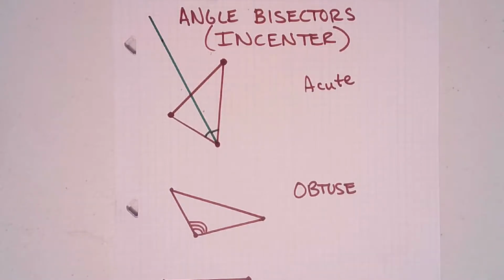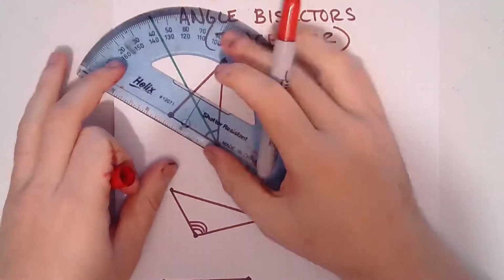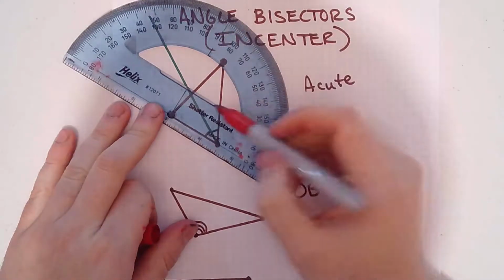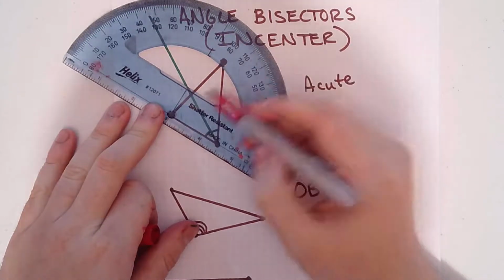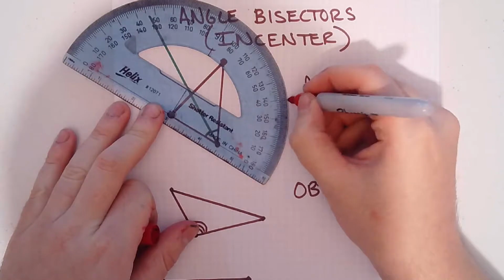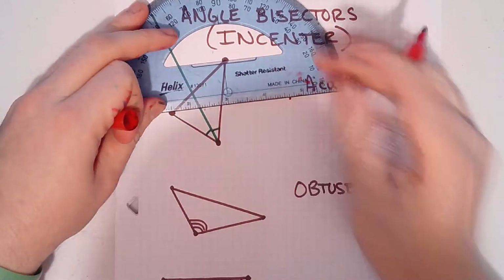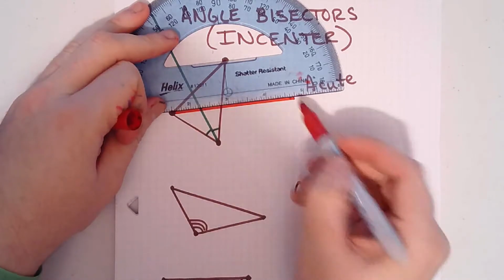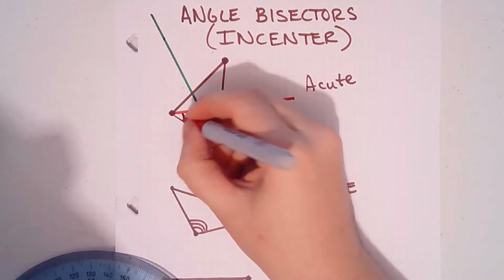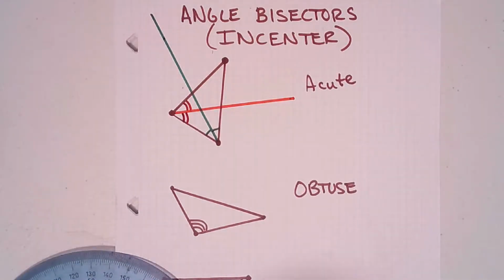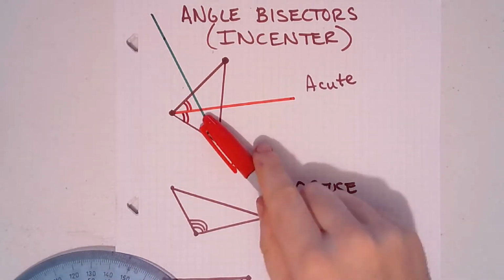Our next angle bisector will be the bisector of this vertex right here. So if I find that angle measure, it looks like the angle measure here is about 80 degrees, so that'll be about 40 if I bisect it. So I'm going to put a dot there at 40 and connect that to my vertex. And this line right here cuts this guy in half into two equal pieces. It bisects it. So there's another angle bisector. You can see where they intersect.